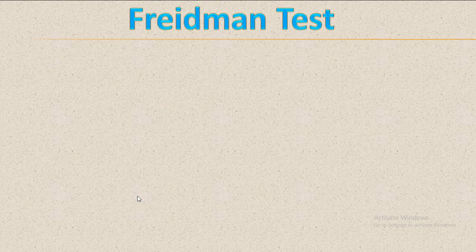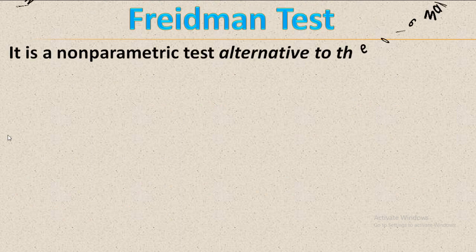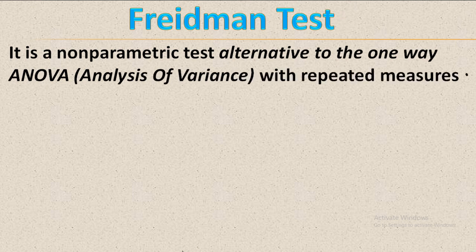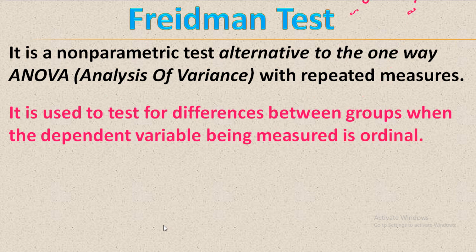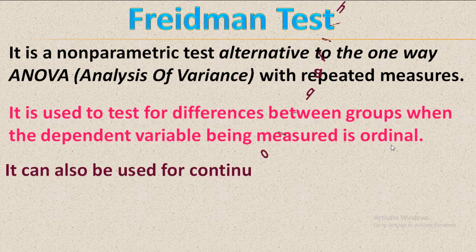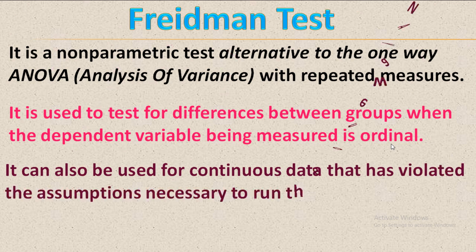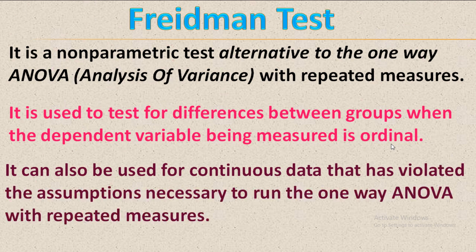Now let us see Friedman's test. It is a non-parametric test alternative to the one-way analysis of variance with repeated measures. This test is used to test for differences between groups when the dependent variable being measured is ordinal. This test can also be used for continuous data that has violated the assumptions necessary to run one-way analysis of variance with repeated measures.